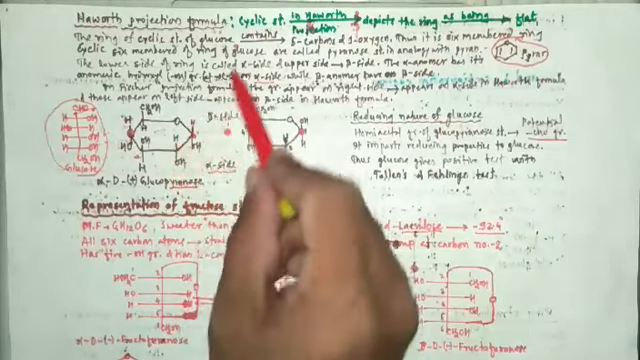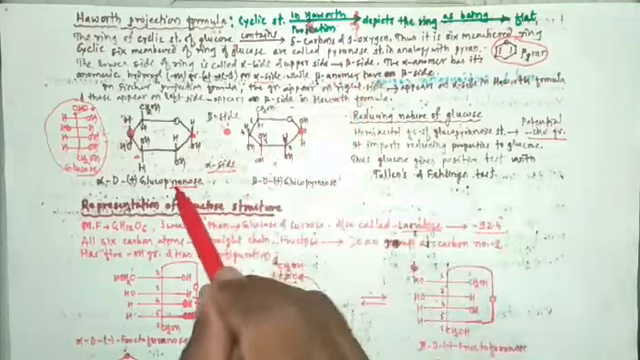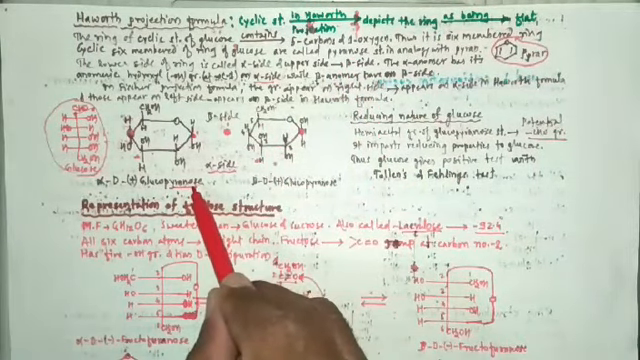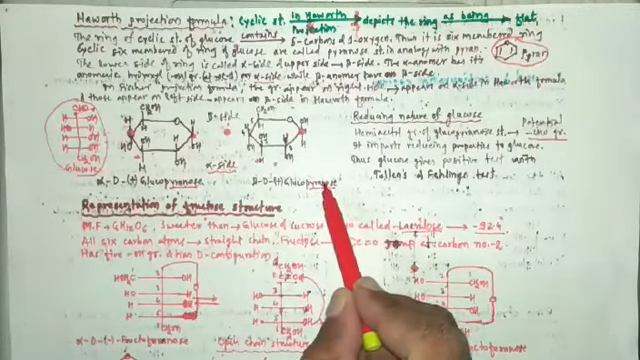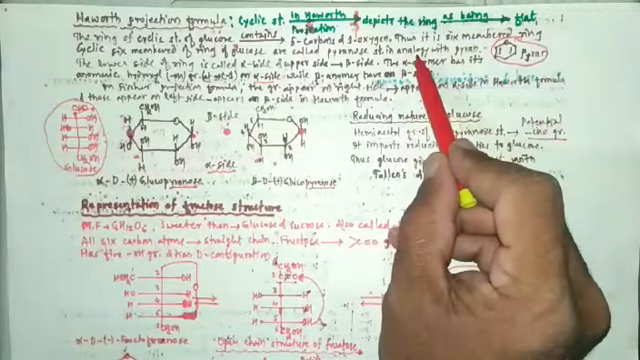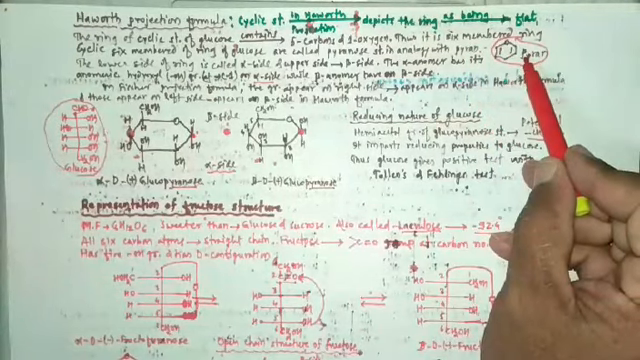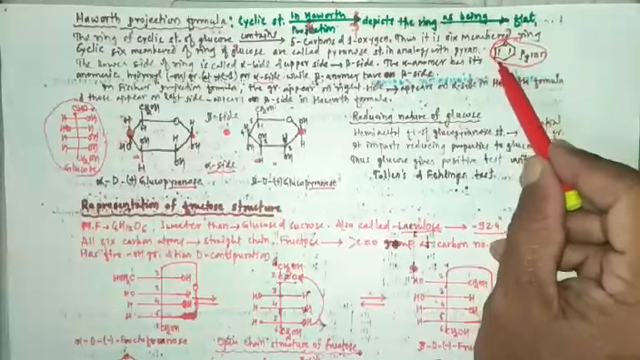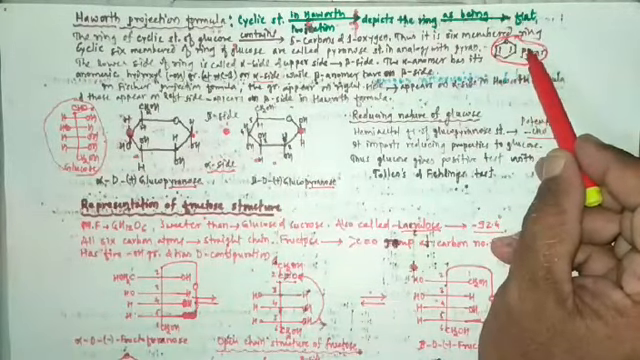Cyclic 6-membered rings of glucose are called pyranose structures, and they are similar to the heterocyclic compound pyran. So this is the structural formula of pyran. Pyran is a heterocyclic compound.